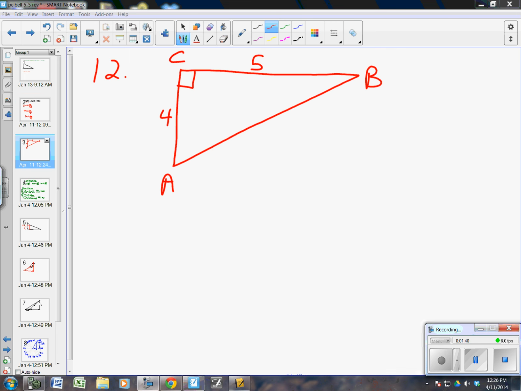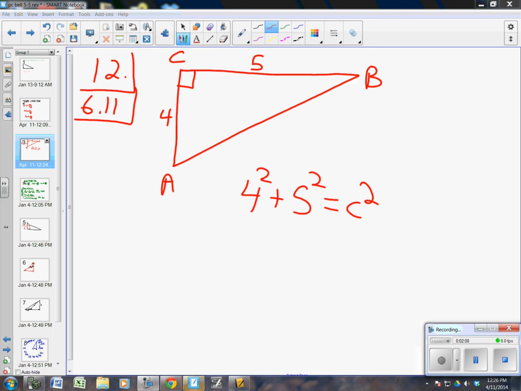Okay, everybody's attention up here. Problem number 12 on 6.11 gives you a triangle, and you're supposed to solve the triangle, kind of like the bell work problem. We can use the Pythagorean theorem to find the hypotenuse. So that's going to be 4 squared plus 5 squared equals c squared. We get 16 plus 25 is 41, and so c is equal to the square root of 41.